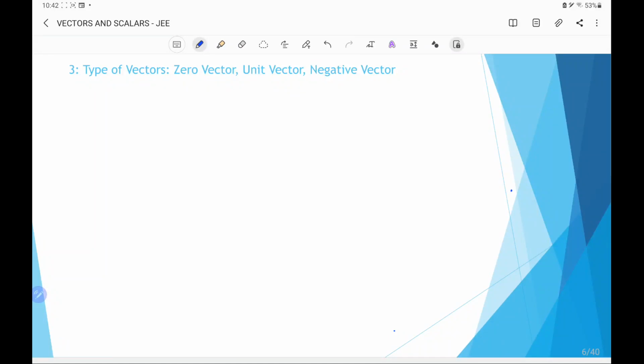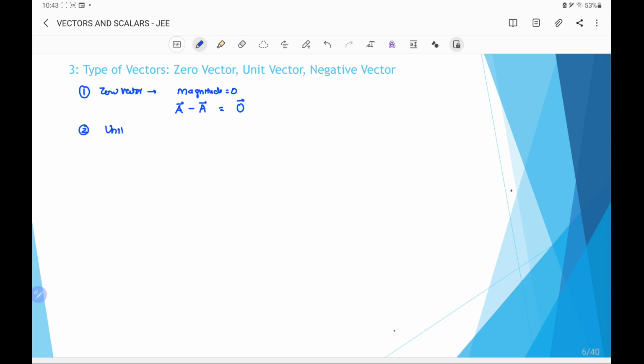Now we will define different types of vectors. First is the zero vector. Zero vector is the vector which has magnitude equal to 0 and direction is indeterminate, and it is used for consistency of the vector algebra. For example, if we subtract a vector A from itself, then the result will also be a vector, because the result is 0 and it should be a vector. That's why we introduce the zero vector.